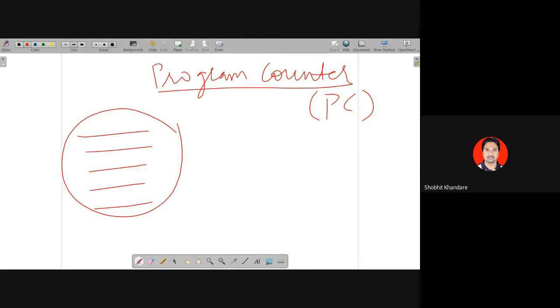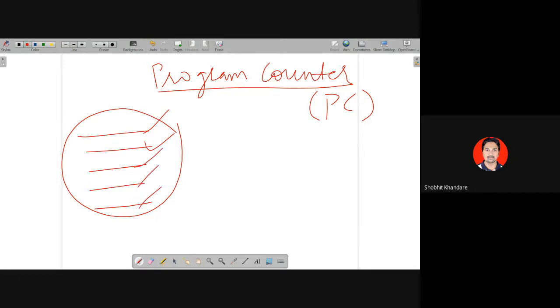What do you mean by program? Program is nothing but a collection of instructions to perform a specific task. हमारा specific task क्या है? To add 2 numbers. So for that, how many instructions have I written? I have written 5. 1, 2, 3, 4, 5.